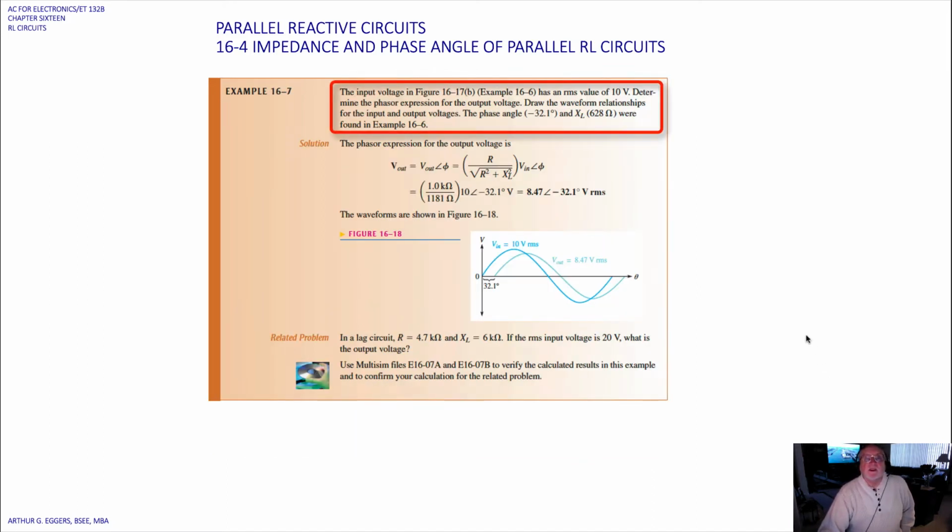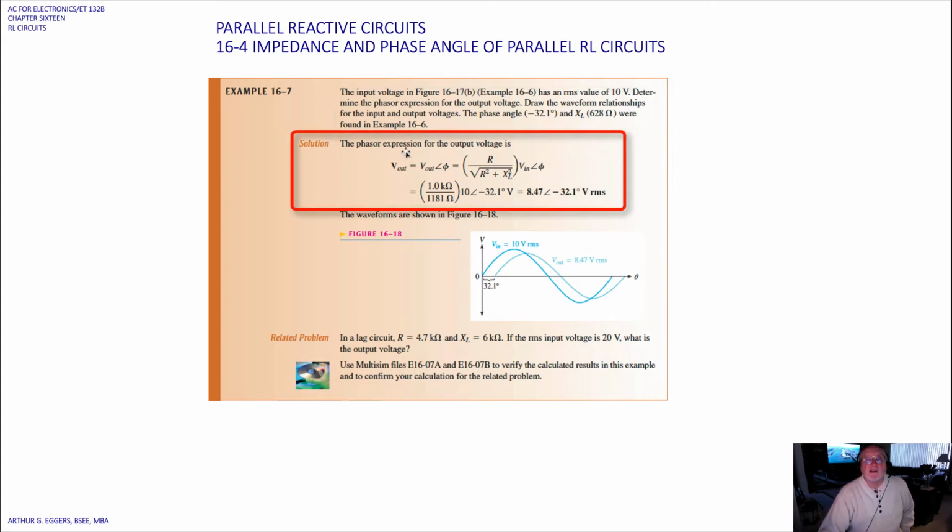The input voltage shown has an RMS value of 10 volts. We're to determine the phasor expression for the output voltage and draw the waveform relationships for the input and output voltages. The phase angle is minus 32.1 degrees and X sub L is equal to 628 ohms. So we're just using the previous values.